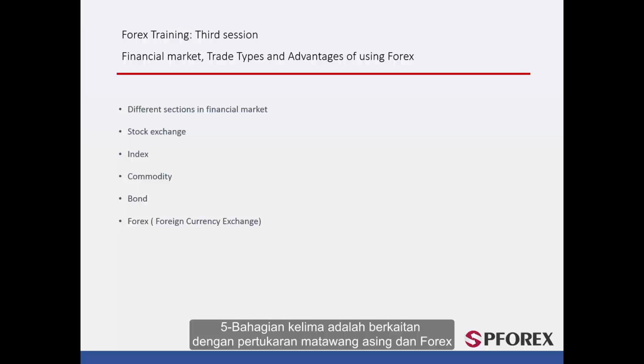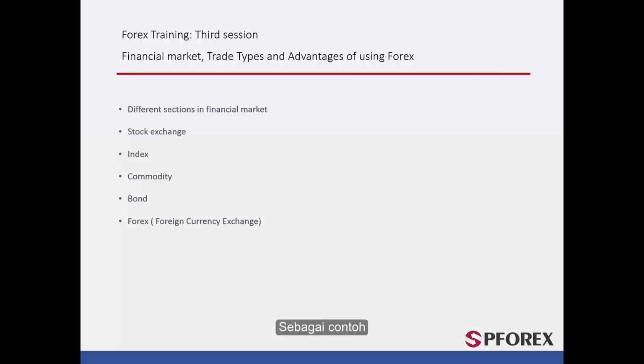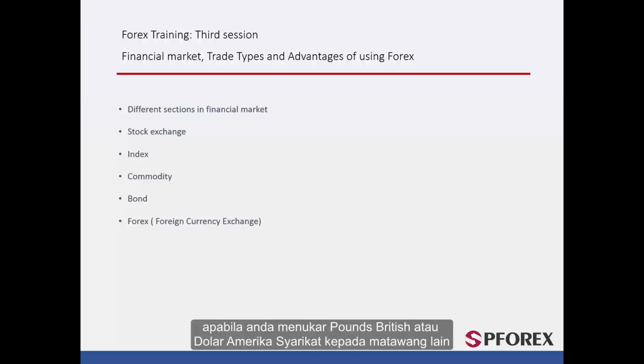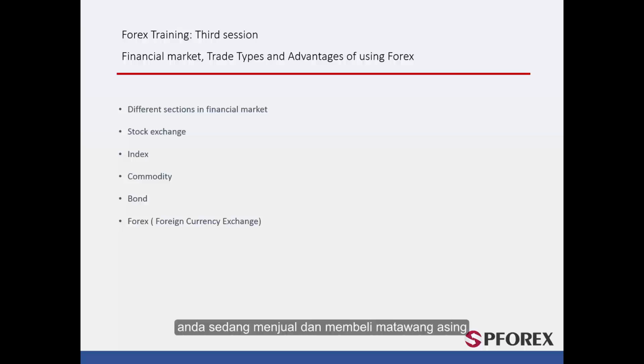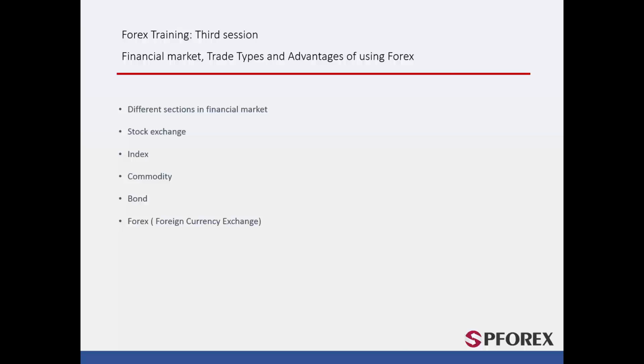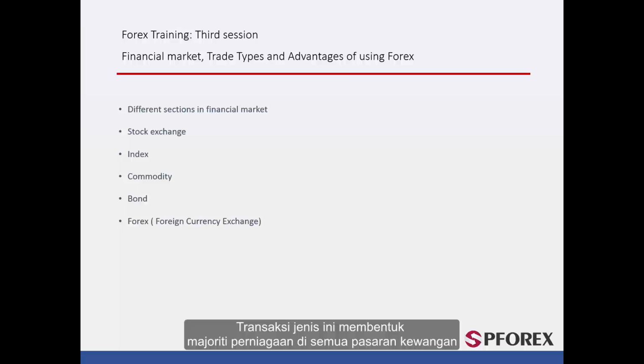The fifth section is related to foreign currency exchange and Forex. This is the largest part of the market. In this section, legal parties intend to buy and sell foreign currencies. For instance, when you take British pounds or US dollars to exchange for any other currency, you are selling and buying foreign currency. These kinds of transactions make up the majority of trades on all financial markets.